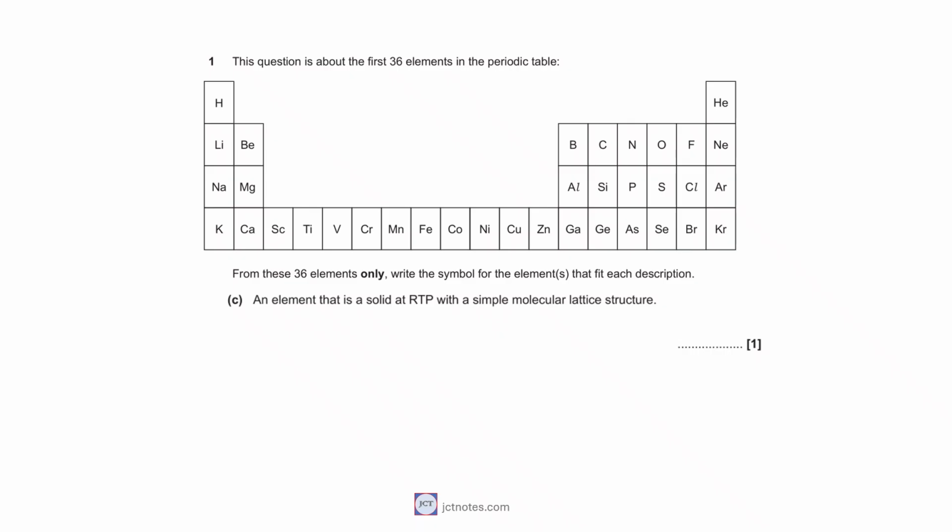In Part C, we are asked to identify an element that is a solid at room temperature and pressure, and that has a simple molecular lattice structure. So, let's look at our options from the periodic table provided.